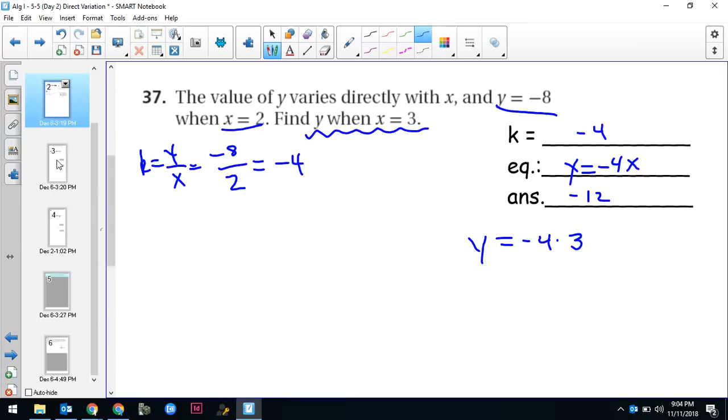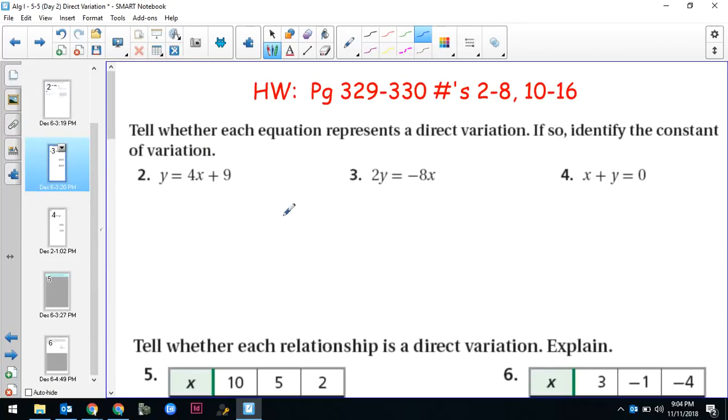Take out your homework and let's go through some of your homework problems. Okay, so let's go through some answers here. Again, you should be correcting your answers as you go with your homework. Okay, so that plus 9, y equals 4x plus 9, means not a direct variation, okay?